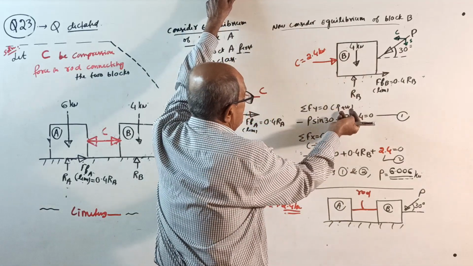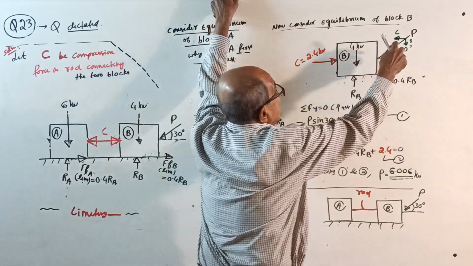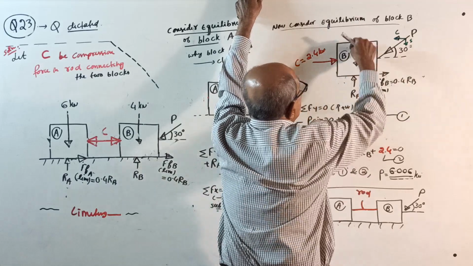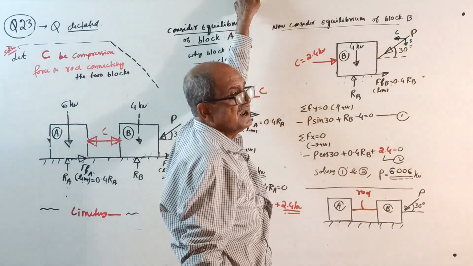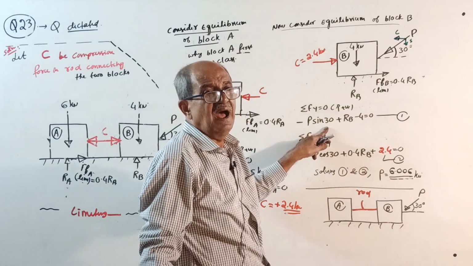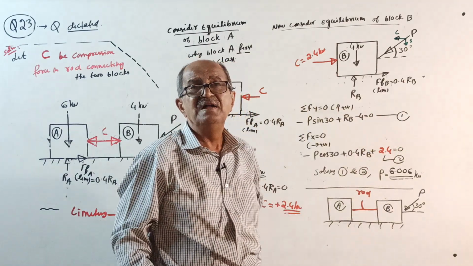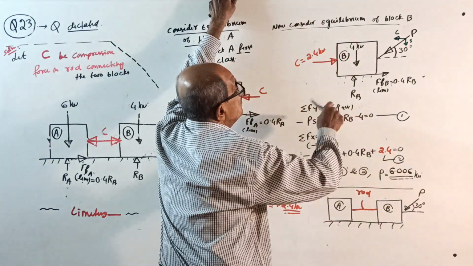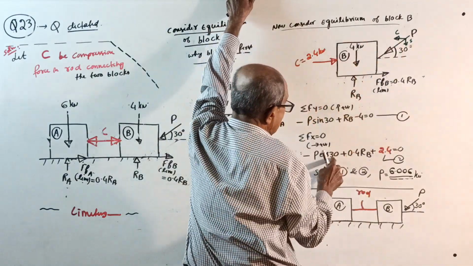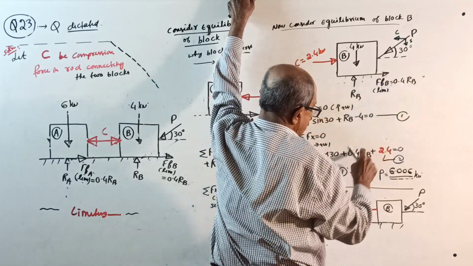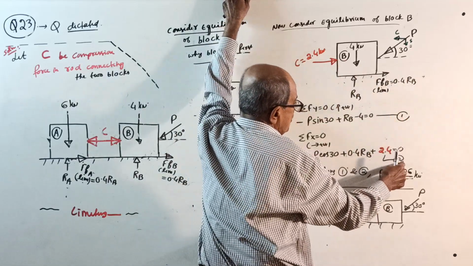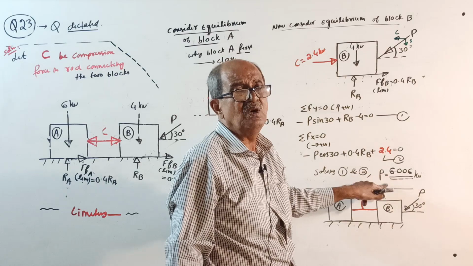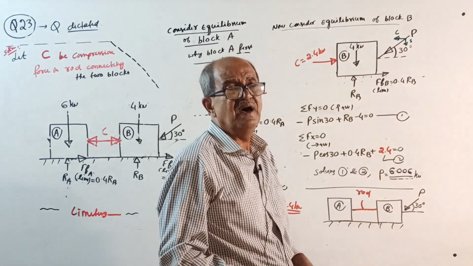Sigma Fy = 0: plus, start from the unknown first, minus P sine 30 plus RB minus 4 equal to 0. Equation number 1. You simplify it and take the constant to the other side. It is high school mathematics. Sigma Fx = 0, right side positive: minus P cos 30 plus 0.4 RB plus 2.4 equal to 0. Equation number 2. Solve 1 and 2. You get the value of P. Solve it, you get the answer.